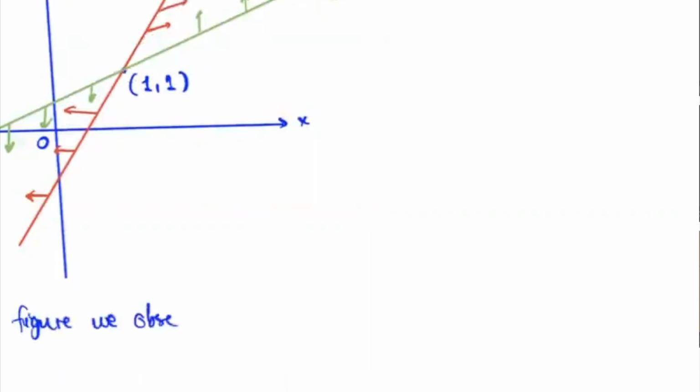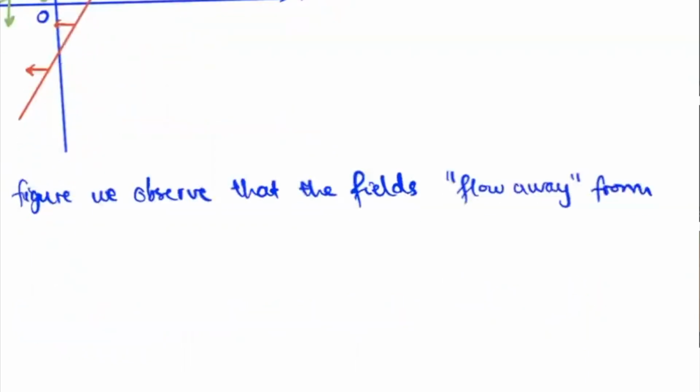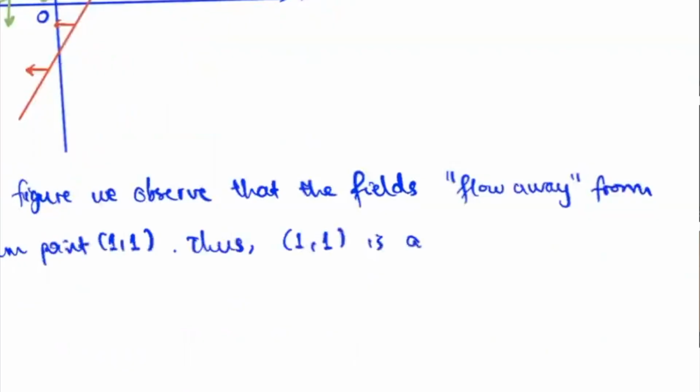We observe that the fluid flowed away from the equilibrium point (1, 1). Thus (1, 1) is an unstable point.